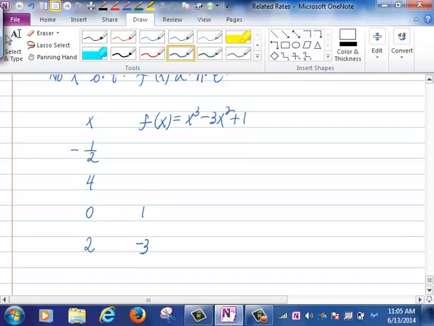f of 4 would be 4 cubed, which is 64. 4 squared is 16 times 3, so that's 48. And 64 minus 48 is what? And plus 1? 17. And what is f of -½?